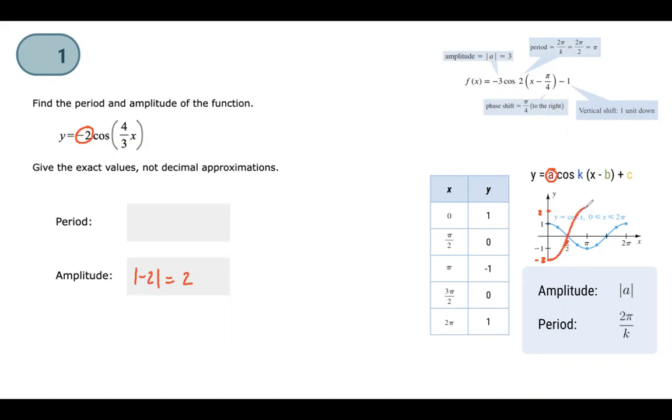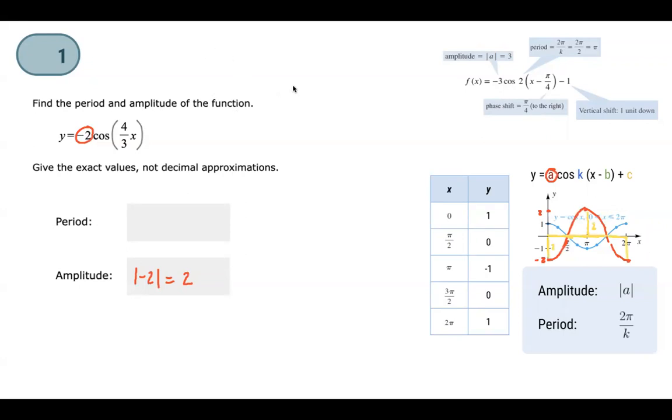So the graph would end up looking something like this. That is just considering the A. The amplitude is from the middle of the graph, the midline, up we have 2 units, and from the midline down, we also have 2 units. The midline is this line that cuts the graph in half, well, vertically.